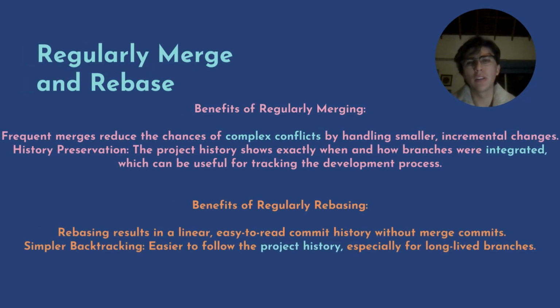Furthermore, the regular merge or rebase strategy complements the one before, where this can reduce chances of complex conflicts and handling smaller issues. It helps integrate all the branches and can be useful for tracking the development process. The benefit of regularly rebasing is that it gives a linear and easy to read commit history without merge conflicts, and it can improve traceability of the project history, especially for long-lived branches.